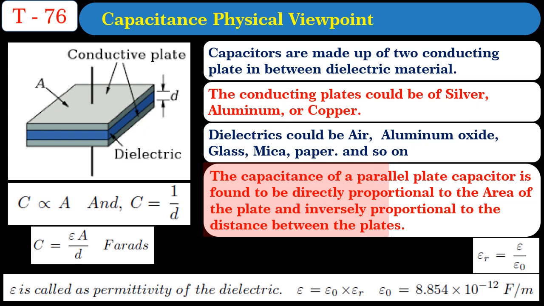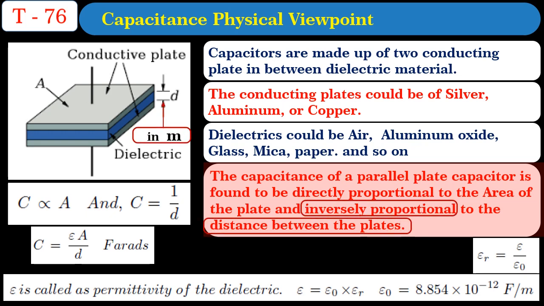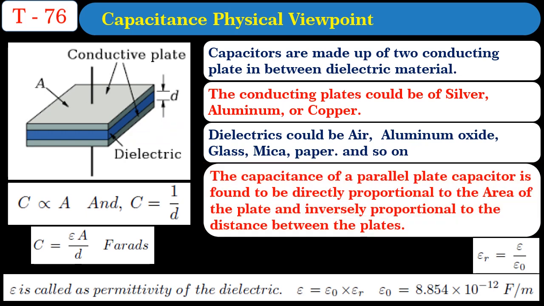The capacitance of a parallel plate capacitor is found to be directly proportional to the area of the plates, where A is in meter square, and inversely proportional to the distance d meters between the plates as shown. Hence, C is proportional to A and C also is proportional to 1 upon d. Therefore, C is equal to epsilon into A divided by d farads, where epsilon is called the permittivity of the dielectric material.